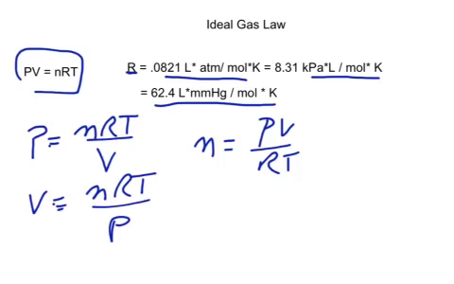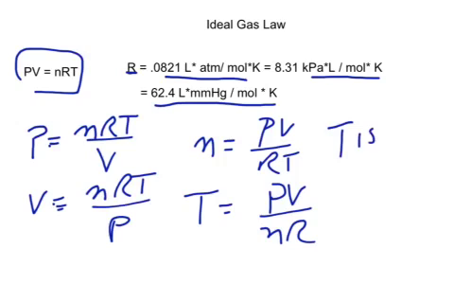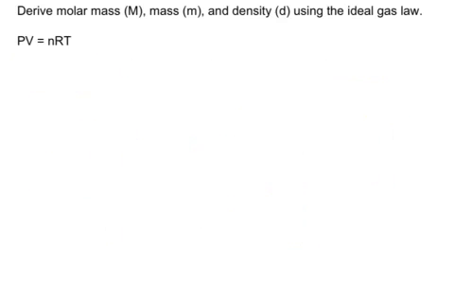You could actually derive the universal gas constant this way as well, but typically I don't ask you to derive it. Anyway, it's going to be PV over nR if you're looking for temperature. And always temperature is in Kelvin. So if you see degrees C, whether it's on the front end of the problem or the back end of the problem, you have to go over to Kelvin.